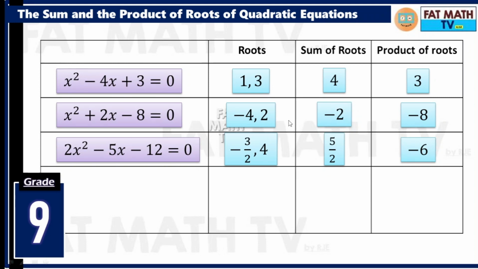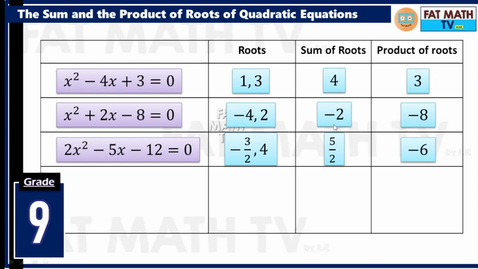Okay, so what we're going to do in this lesson is identify the pattern. For example, the sum of the roots is 4. The sum of the roots is negative 2. The sum of the roots is 5 halves. As you can see from the given equations, we can identify the sum of the roots. We can see here that this is 4, the sum of the roots, and we have a term here with negative 4.